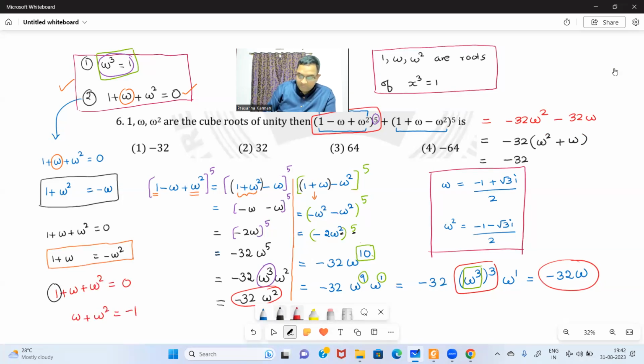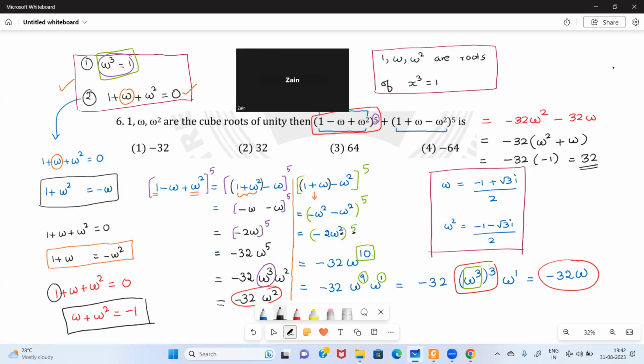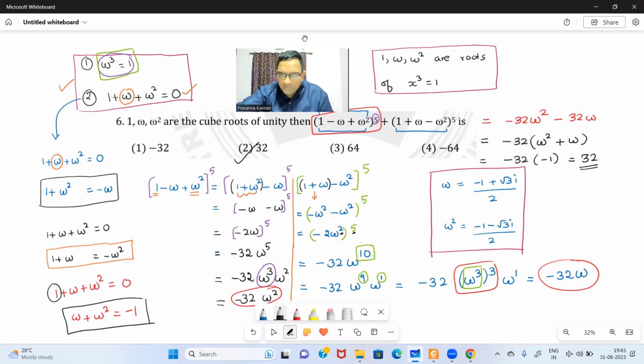So it will be nothing but, therefore, this will be minus 32 into minus 1. So what would we get? 32. So what is the right answer, students? 32. Exactly. Please take it down, students. If you have any doubts, let me know.